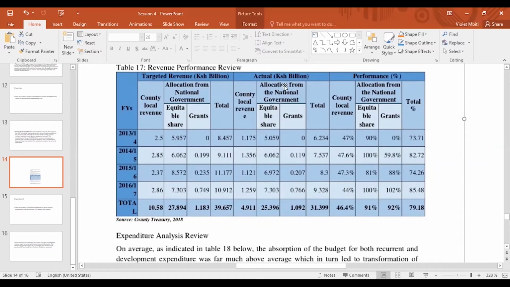And then actual, this is the amount that they collected in Machakos County in 2013-2014. They had targeted to collect 2.5, but they ended up collecting 1.175 billion. With regards to equitable share, they were supposed to get 5.957, but they eventually got 5.059. Grants, they didn't get. So the actual amount that they got was 6.234 billion, compared to the targeted revenue, which they had set at 8.457 billion. If you are looking at performance, you can see that local revenue, they performed poorly, and that was at 47%.